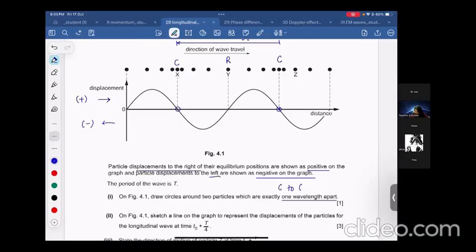So here, on Figure 4.1, sketch a line on the graph to represent the displacement of the particle for the longitudinal wave at time t equals t0 plus T over 4. T over 4, dear, T over 4. That means that just now, we want a complete wave run. Let me draw, maybe I draw like this.